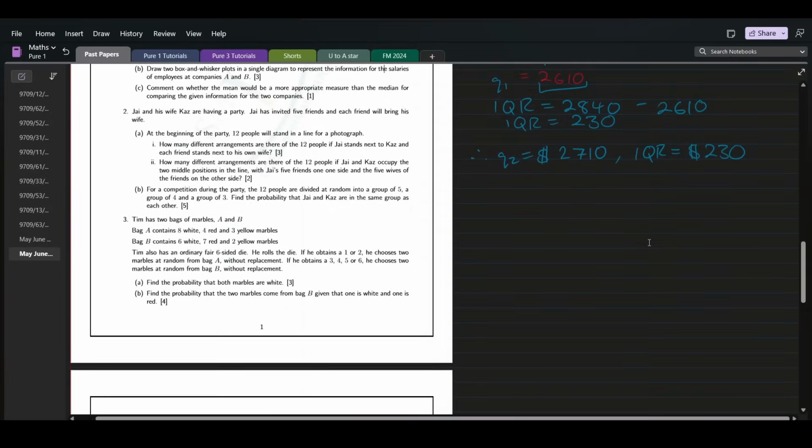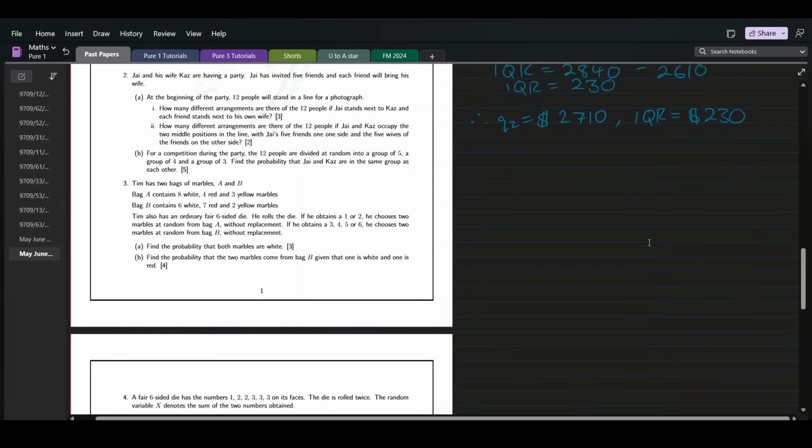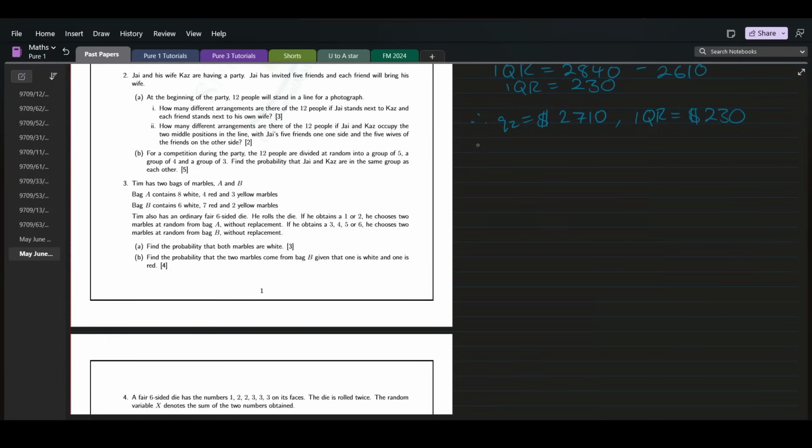Alright, so to be able to draw a box and whisker plot, we need 5 pieces of information. We need to know what the minimum value is. We need to know what the Q1 lower quartile is. We need to know what the median is, the upper quartile, and finally the max value.